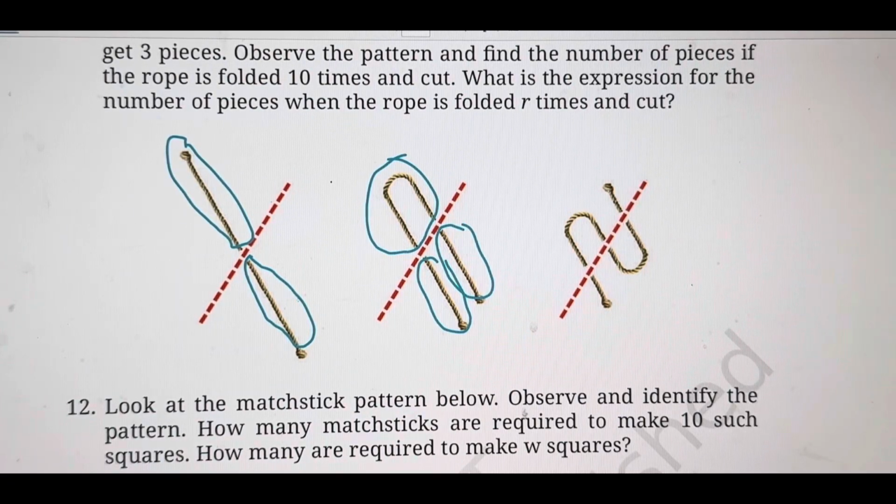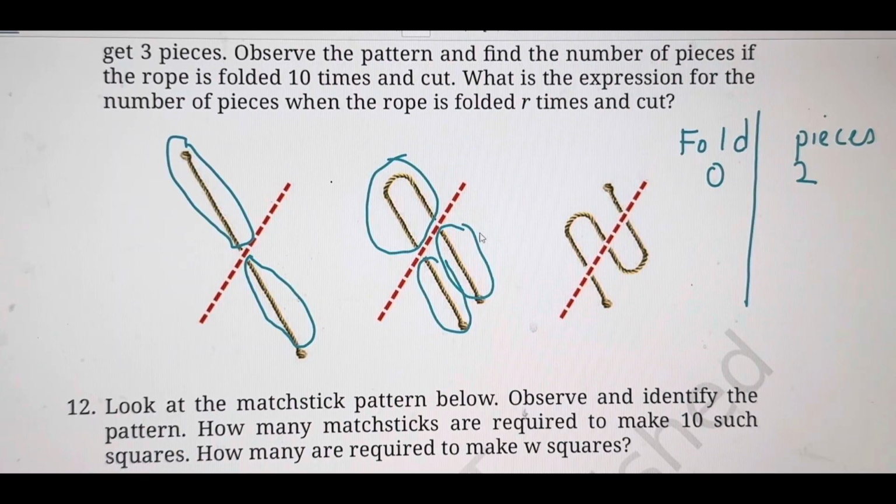So we keep a record, like 0 folds, 1 fold, and pieces. If there is no fold, we get 2 pieces. If there is 1 fold, how many pieces are we getting? 1, 2, 3. We make a record of it. Now it is folded 2 times. Observe the pattern and find the number of pieces.